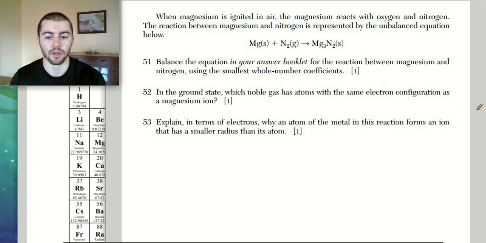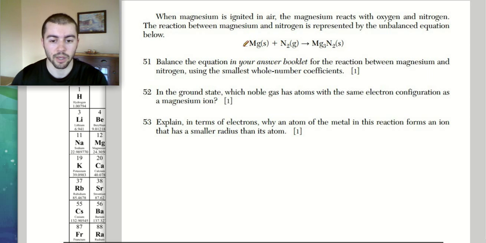Alright, in this video I'm going to do questions 51 to 53 of the June 2013 chemistry Regents. Alright, so if we look at question 51 here, it just asks us to balance an equation. So the easiest way to balance this equation is just go one step at a time, looking at one element at a time. How can we get the same number on each side of the equation?